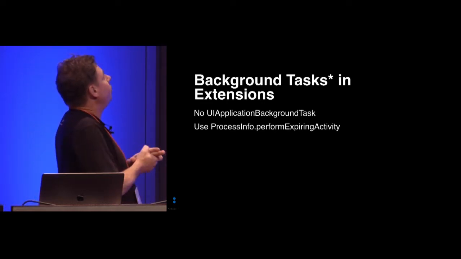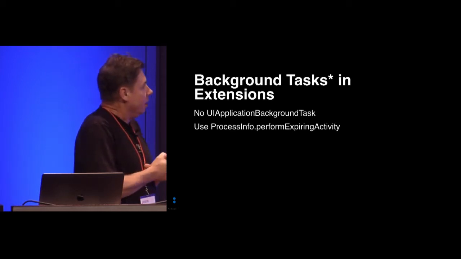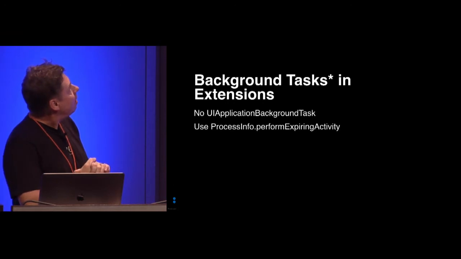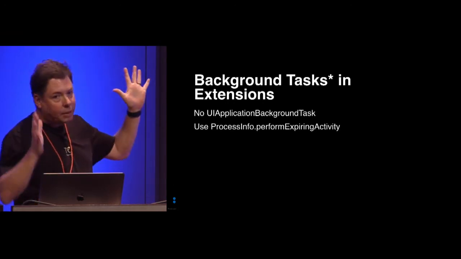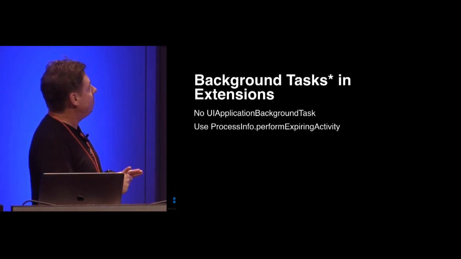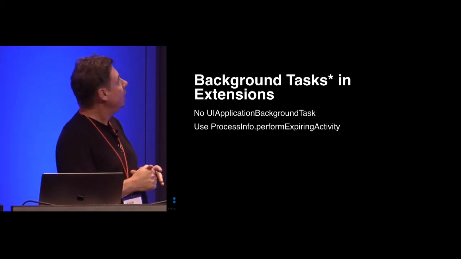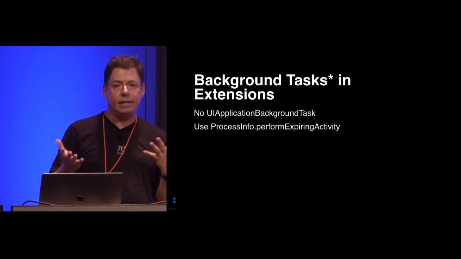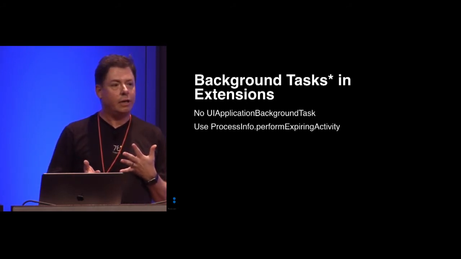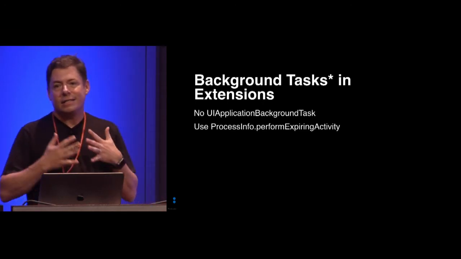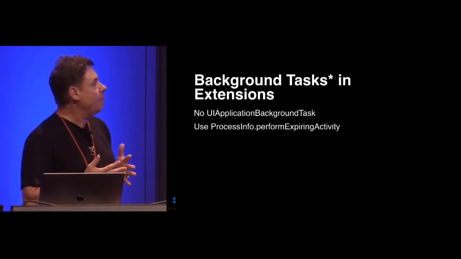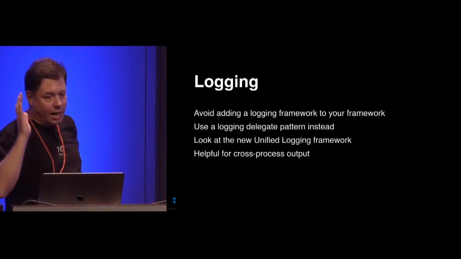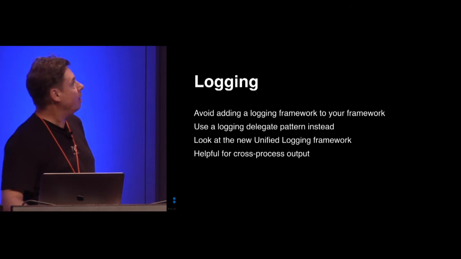Background tasks, when you're running in extensions, there's an asterisk there because there is no background task. There's no UIApplication background task. The best you can do is there's a class, ProcessInfo, and you can say perform expiring activity. You give it a closure, and it'll give you some time to run. It's not very much, and it's recommended to use that for things like cleaning up your database or other things, but not a long-running task that you do in the background.